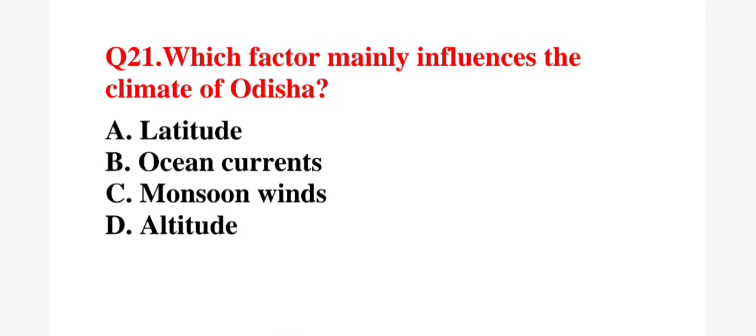Which factor mainly influences the climate of Odisha? Option A, latitude. Option B, ocean currents. Option C, monsoon winds. And option D, altitude. So what will be the right answer here? The right answer is option C, monsoon winds.